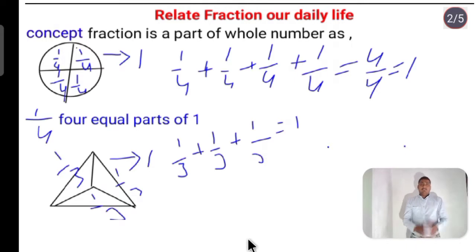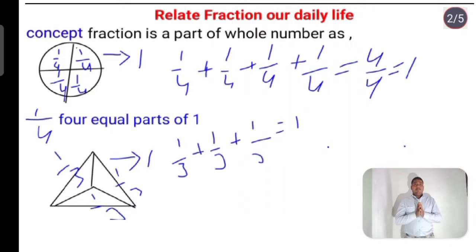Now the concept of fraction. How to relate fraction in our daily life? If you see your birthday cake, your birthday cake is a whole, let's suppose 1. If you cut it into equal parts, then each part is distributed to everyone. Then the cut part is a fraction of the whole cake.